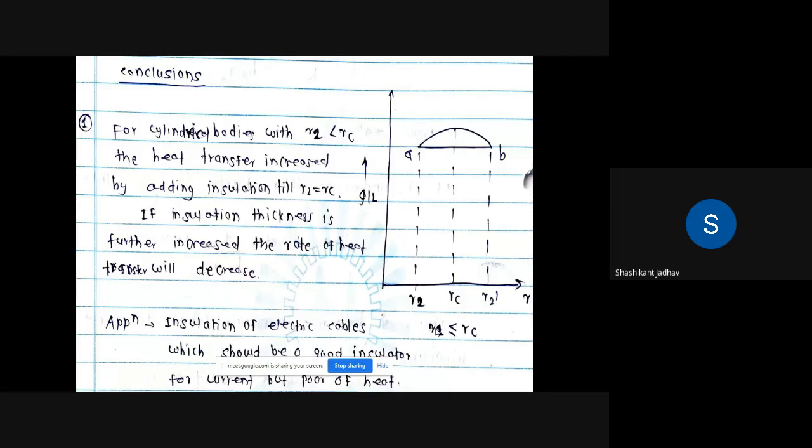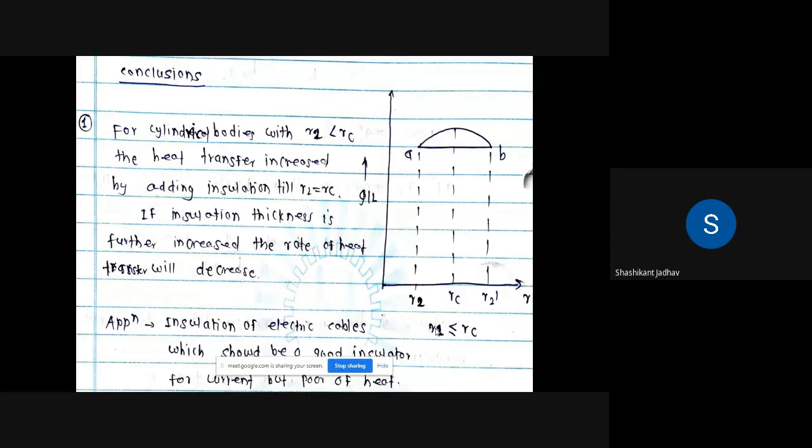Similarly, we have derived the equation for the sphere, and for the sphere, RC is equal to 2K by HO. From this critical radius of insulation, we get two conclusions. Conclusion one: the radius of insulation is less than the critical radius of insulation, and this is the example of the electrical cable. For the electrical cable, there is a need for maximum heat transfer, so we have to maintain the radius of insulation less than the critical radius of insulation.